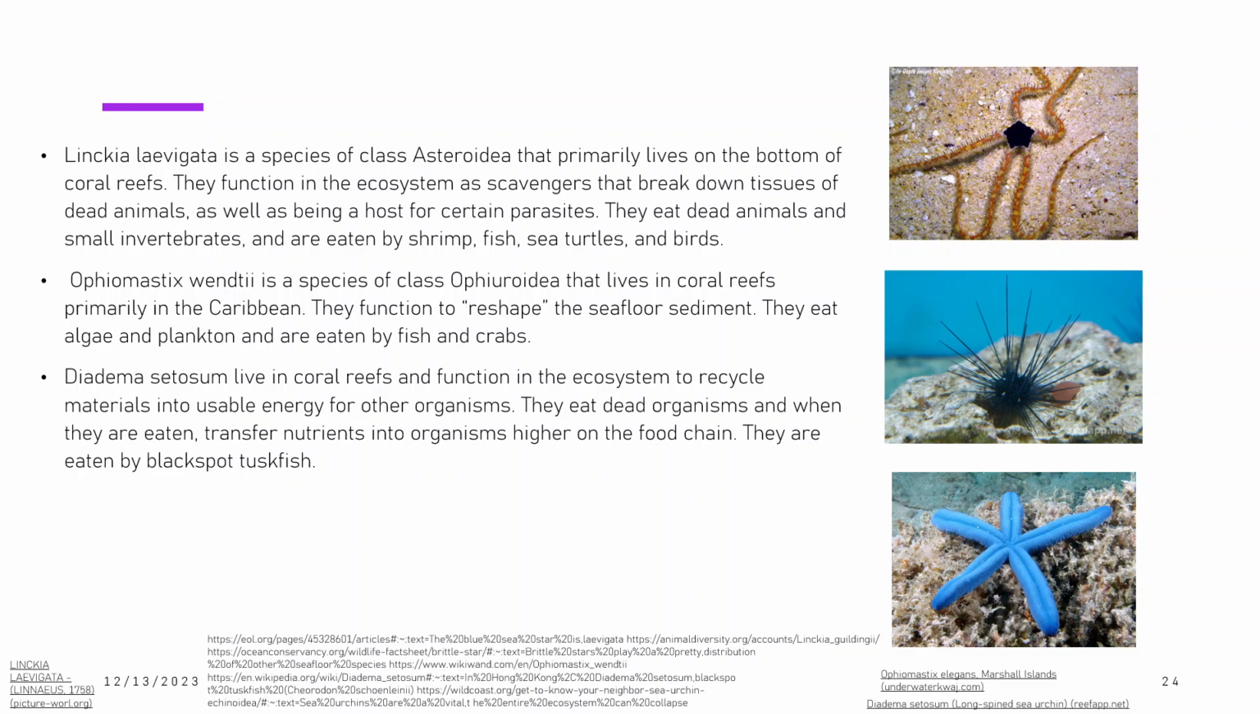Lynchia laevigata is a species of class Asteroidea that primarily lives on the bottom of coral reefs. They function in the ecosystem as scavengers that break down tissues of dead animals, as well as being a host for certain parasites. They eat dead animals and small invertebrates and are eaten by shrimp, fish, sea turtles, and birds.